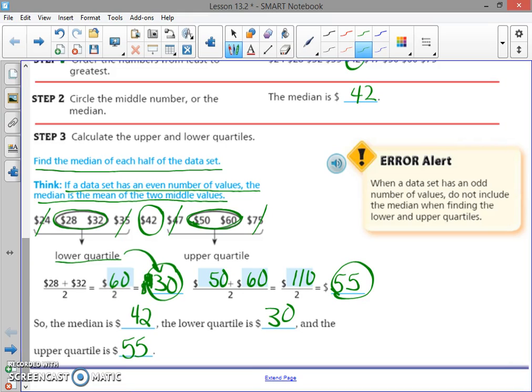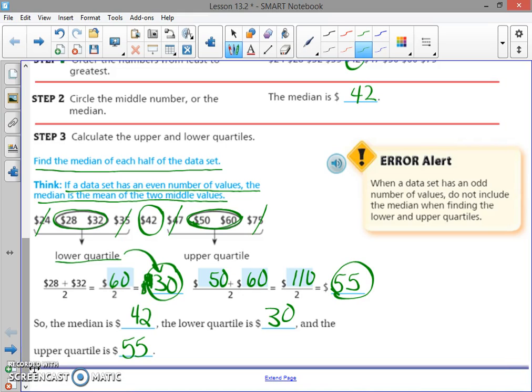Okay, this is not difficult. Order least to greatest, find your median. Then you have that separates the lower half from the upper half. Find the median of the lower half, that's your lower quartile. Find the median of your upper half, that's the upper quartile.